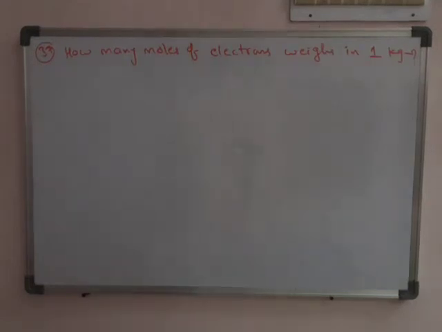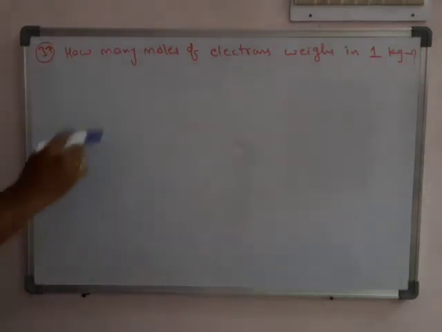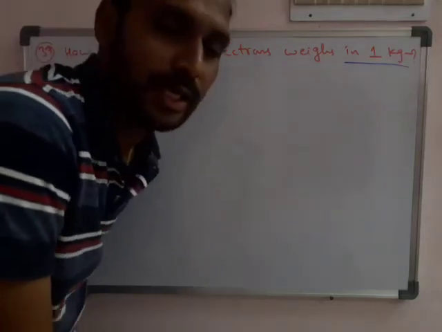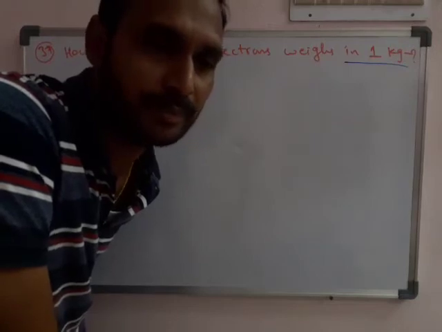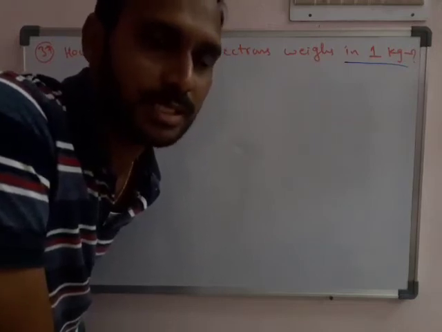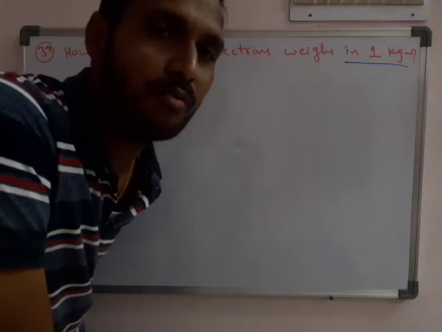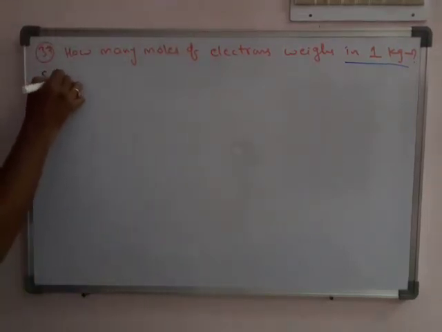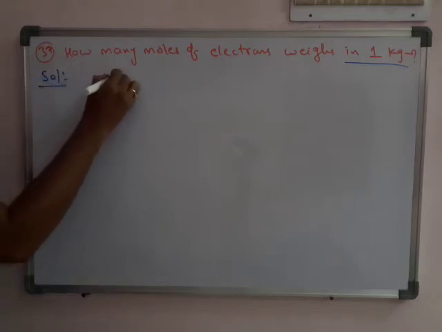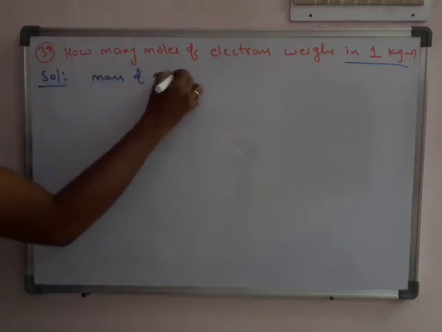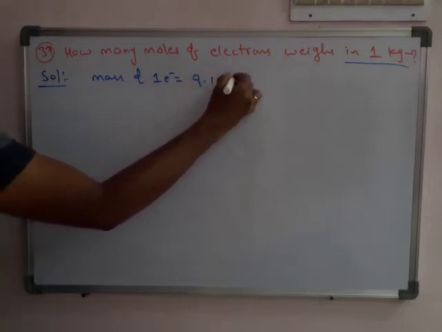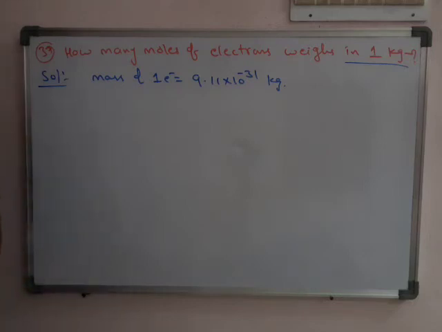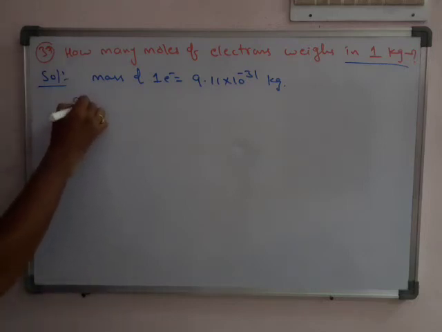Okay, see one more problem. How many moles of electrons weigh 1 kg? That is, how many electrons are present in a mass of 1 kg? We already know the mass of one electron. We always study that the mass of one electron is equal to 9.11 into 10 to the power of minus 31 kilograms. So you see, we are just taking the reverse relation.